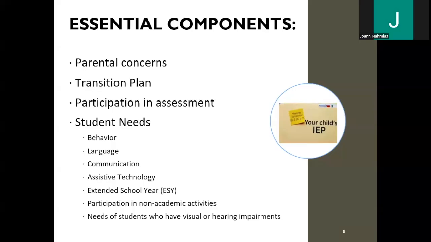Assistive technology must be addressed as well. An assistive technology assessment can be done to determine what is needed. And assistive technology can range from low-tech devices like pencil grips to high-tech devices like Chromebooks. Extended school year, also known as ESY, should be addressed in the IEP as well. Participation in non-academic activities, also known as extracurricular activities, should be addressed, and visual or hearing impairment needs must be addressed as well.